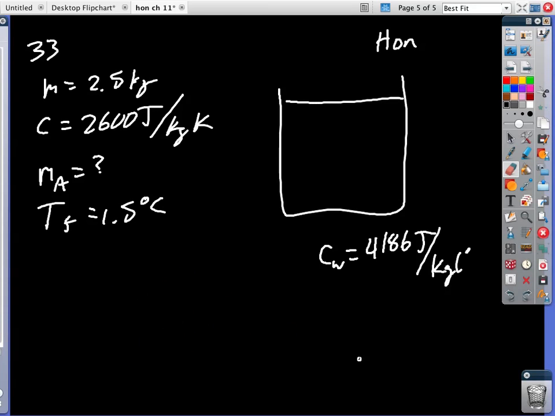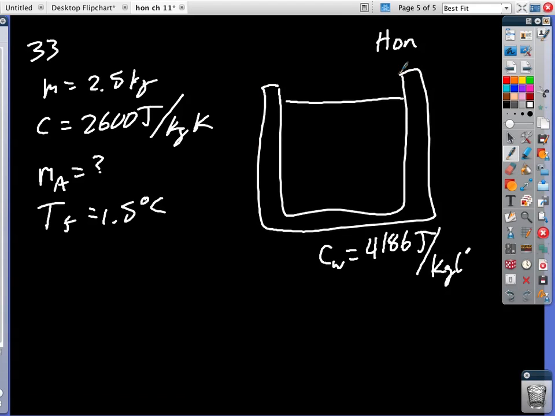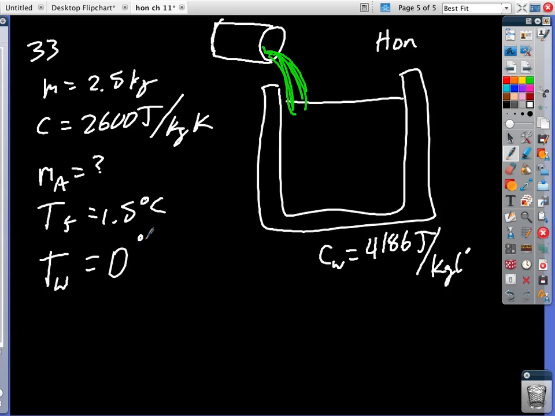Anyways, what we're pretending here is that this is an insulator and no heat can go in or out. And so then you're gonna pour some amount of antifreeze into here, okay? And then I believe this water was at what temperature originally? Yeah, on the verge of freezing. So the temperature of the water is essentially 0 degrees Celsius. It's right there. You take out any more heat and bam, it's gonna start to freeze, okay?